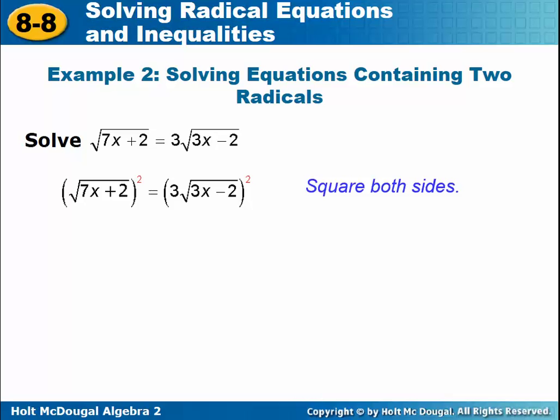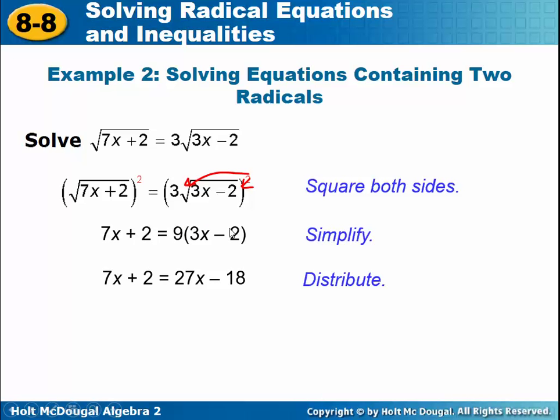So when you square the left side, you just get 7x plus 2. When you square the right side, you'll get 9 times 3x minus 2, because this power of 2 has to be applied to both parts. So it undoes the radical, but the 3 squared is going to stay as 3 squared or 9. Then we can do the distributive property. 9 times 3x is 27x. 9 times negative 2 is minus 18.